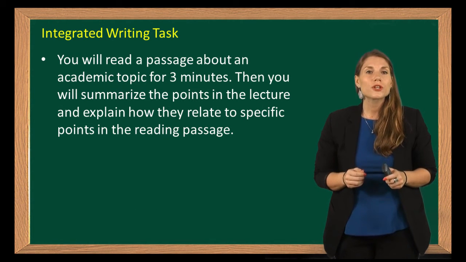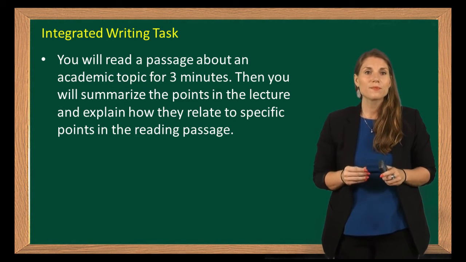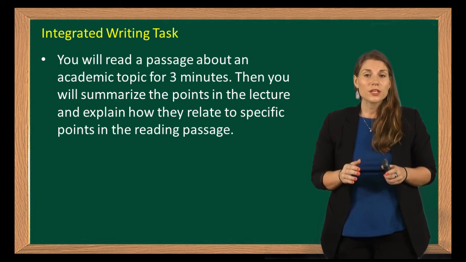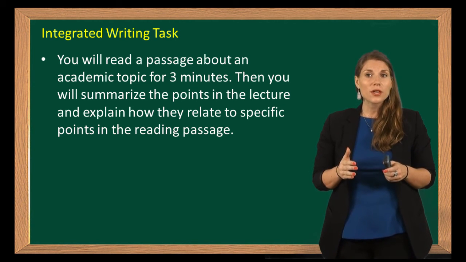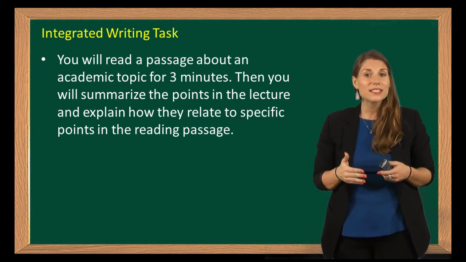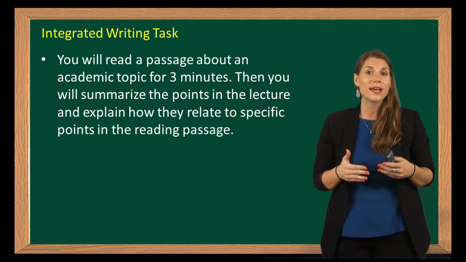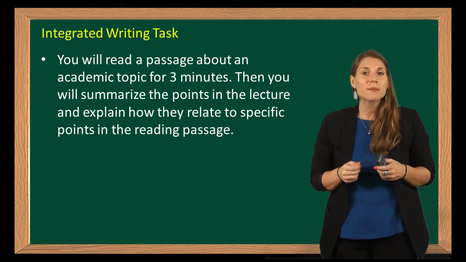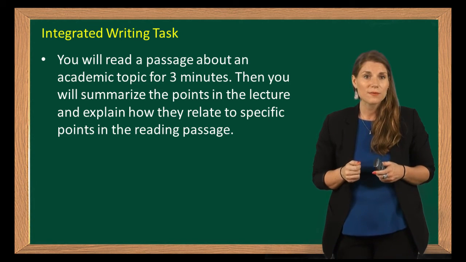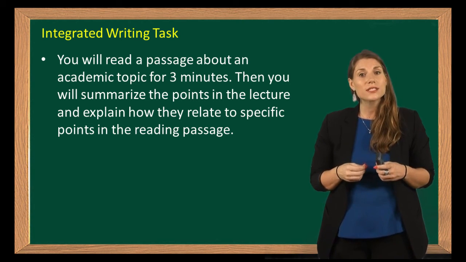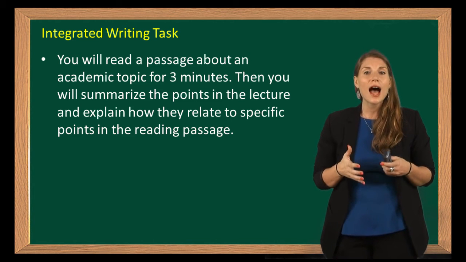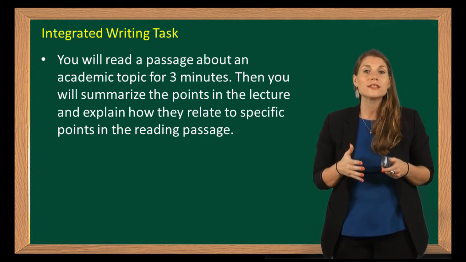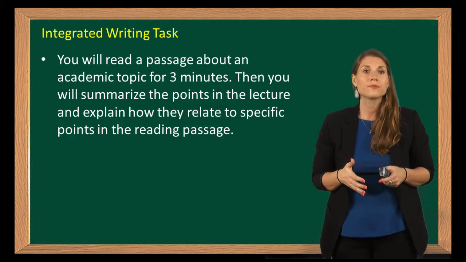Let's look a little closer at the integrated writing task. This gives you the opportunity to show that you can communicate in writing about academic information that you have read and listened to. You will read a passage about an academic topic for 3 minutes. Then you will summarize points in the lecture and explain how they relate to specific points in the reading passage.